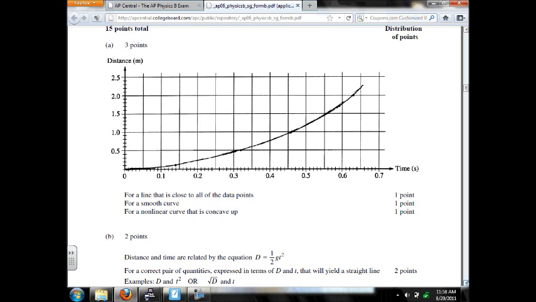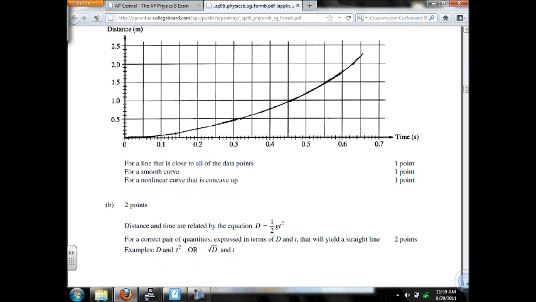Part A, not this year, but in 2006, was worth 3 points. It should be pretty easy to earn all 3 of those points. The first one is for drawing a line that is close to all the data points. Going through most of the data points, a smooth curve, so don't just play connect the dots. It's non-linear, so it shouldn't be a straight line. Concave up, you don't know what that means yet, but it kind of opens up like that. Everybody gets 3 out of 3 on that? All right. Should be easy to earn those 3 points.